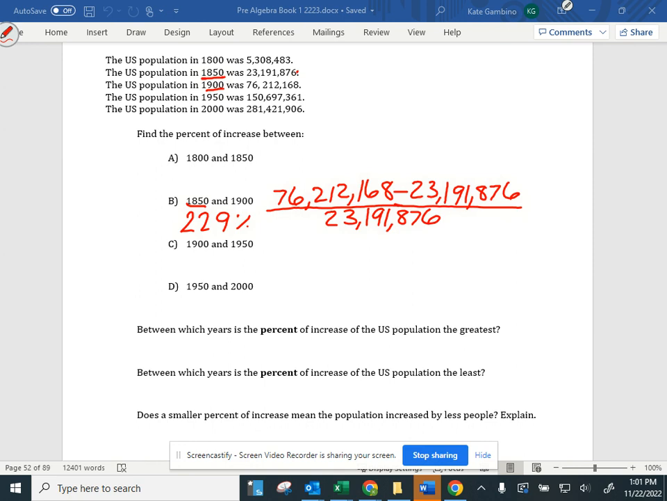What is 76 minus the 23? 53,020,292. That's pretty good. What was the hundreds? 292.